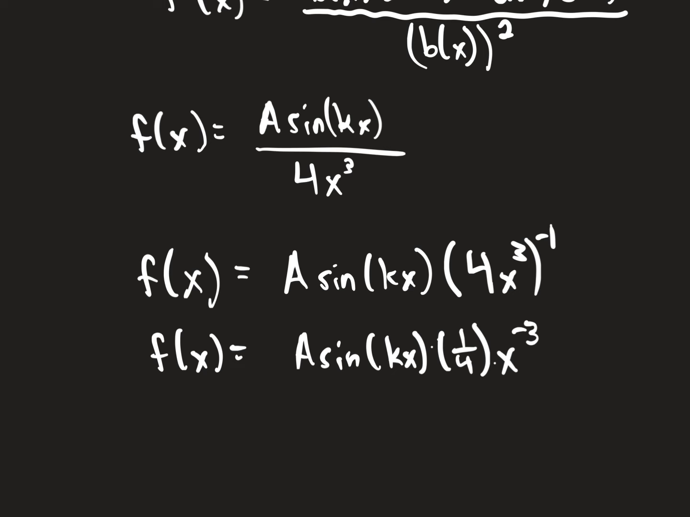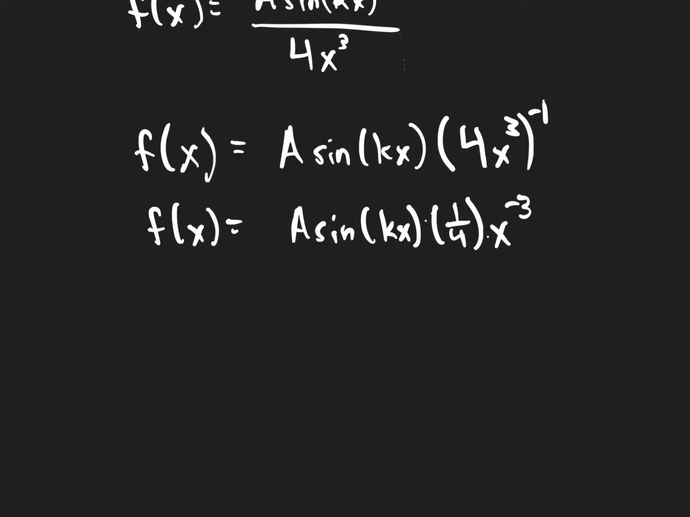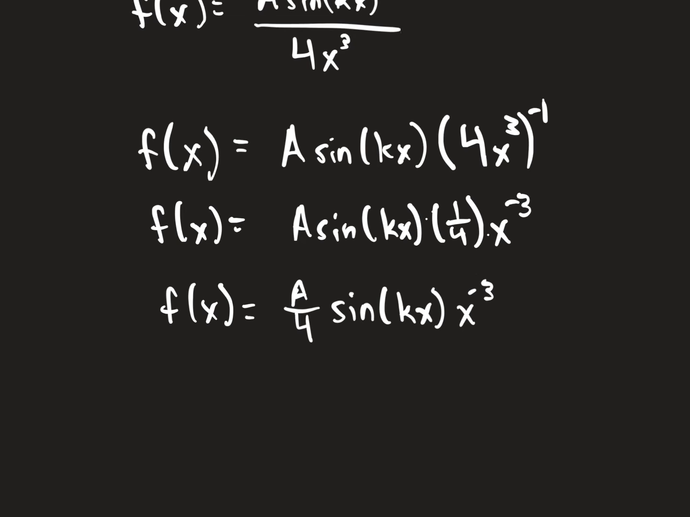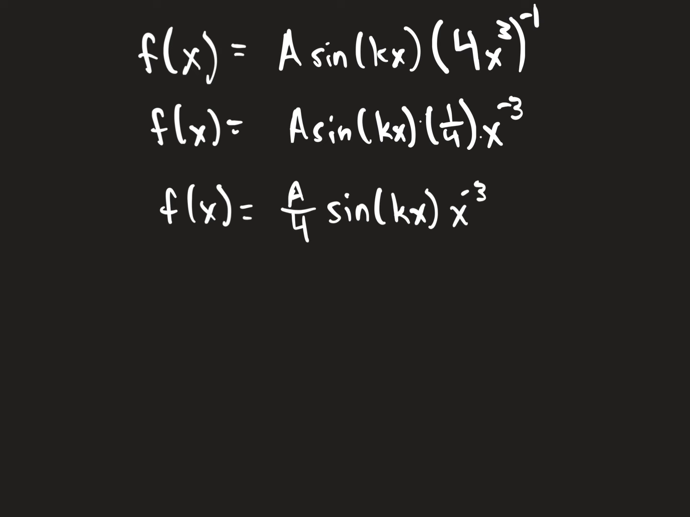You prefer the quotient rule? Somebody prefers the quotient rule. Hey, you could do that. You'll get the exact same answer. Okay, so let's keep writing this out, f of x. 1/4 is just a constant, isn't it? So I'm going to multiply that with the a so that this is just a over 4. So all my constants are there now. Times sine of kx times x to the -3. And now I can do this with the product rule.